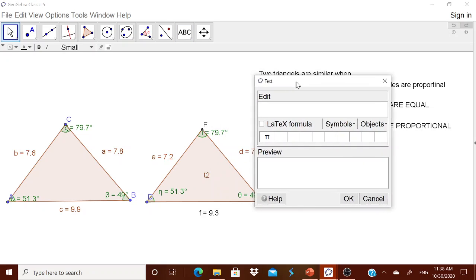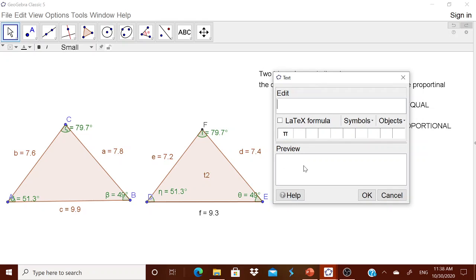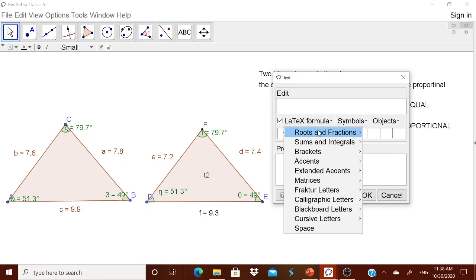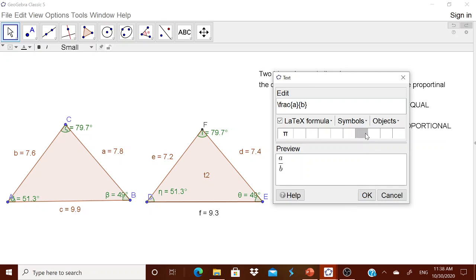Now GeoGebra gives you one more interesting thing called the LaTeX formula. When you click the LaTeX formula, you have this A by B. You see this is coming as A by B. In this A, you remove it and type capital AB, that's a side. In that B, you type DE. Now once again you put is equal to. AB by DE is equal to.